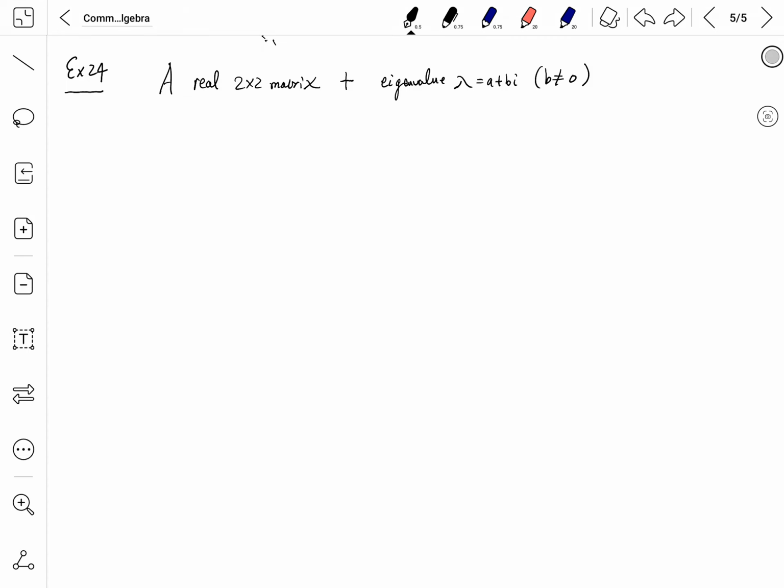Exercise 24. This is an exercise from linear algebra. It explains a phenomenon in matrix multiplication. Suppose you have a real 2 by 2 matrix, which means all the entries are real numbers, but suppose it has an eigenvalue which is a complex number, lambda equals a plus bi. Let's say b is not equal to 0.